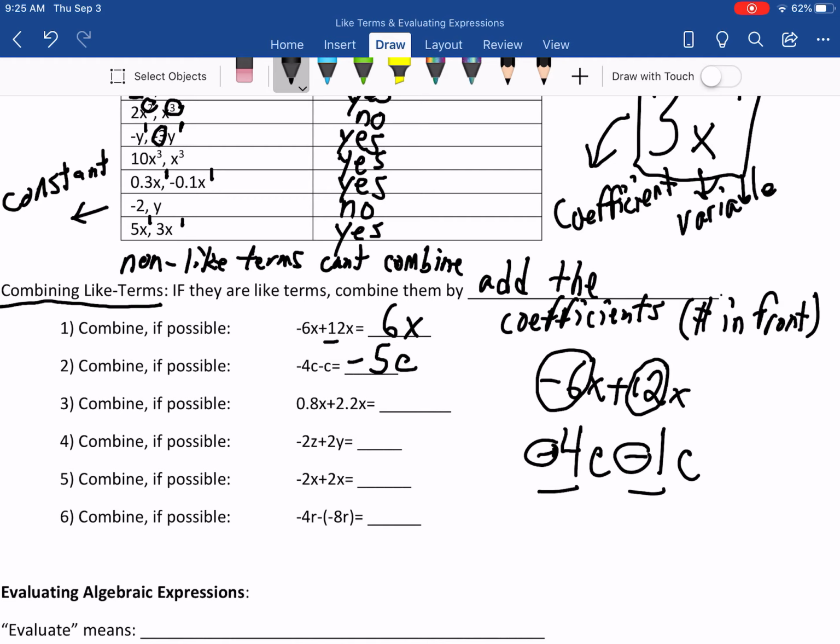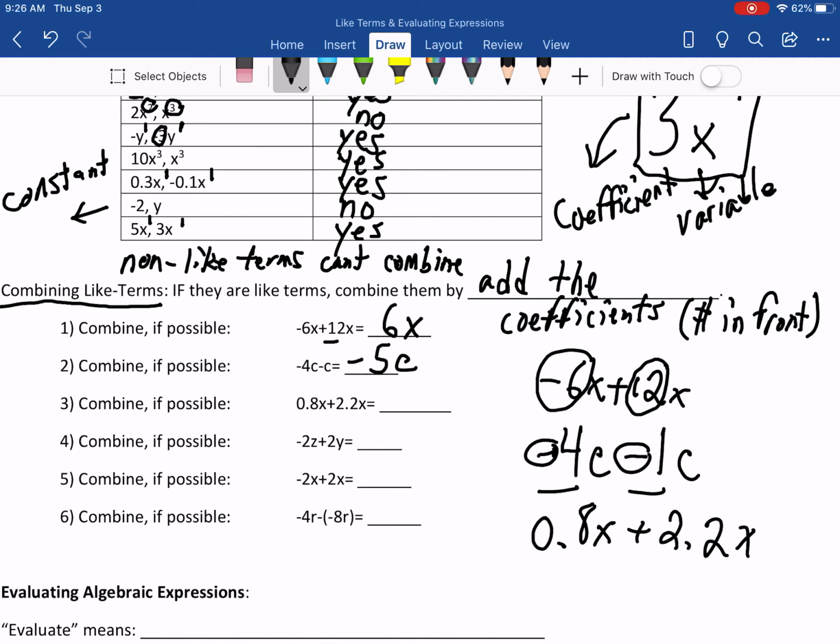Okay. Number 3, are they like terms? Yes, they are. The fact that they're decimals doesn't change that. Okay, so 0.8x plus 2.2x.